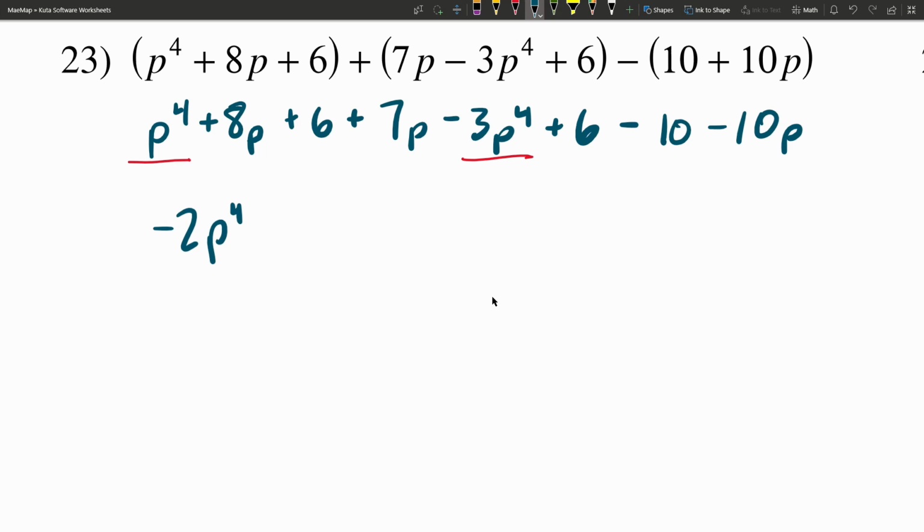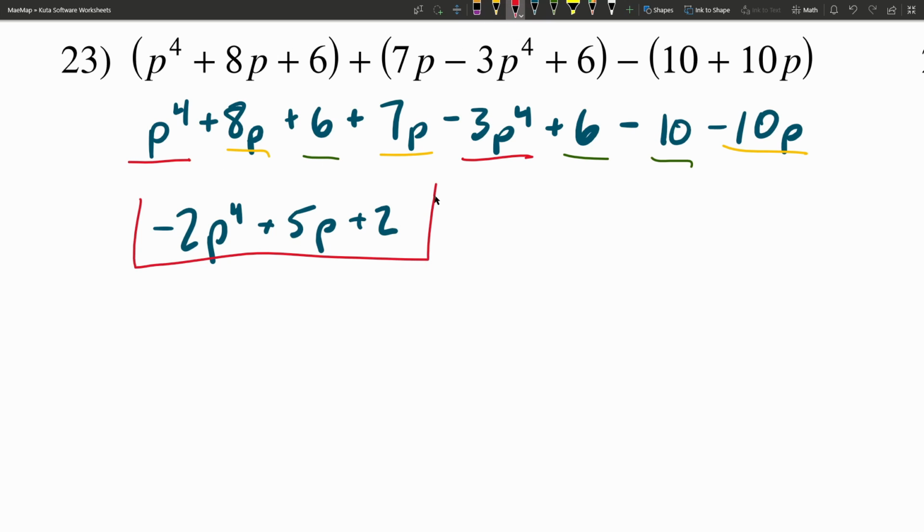My next highest degree is a degree of 1, which occurs 3 times. 8p, 7p, and negative 10p. 8 plus 7 is 15, minus 10 is going to be a positive 5. So it's going to be plus 5p. And then lastly, I have 3 constants that I can combine, 6, 6, and negative 10. 6 plus 6 is 12, minus 10 results in a positive 2. So this is negative 2p to the 4th plus 5p plus 2 for number 23.